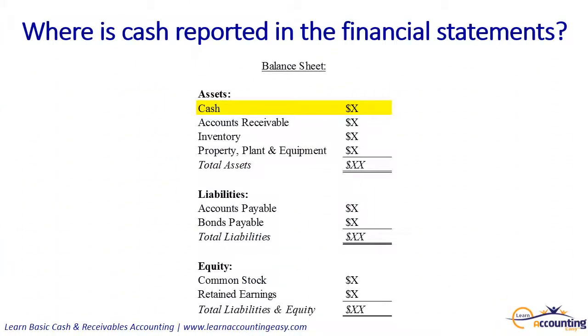We can take a look at where cash is reported in the financial statements, and we're always going to see cash on the balance sheet. And typically, it's going to be the very first asset that is listed. In the previous slide, we talked about that cash equivalents are very liquid, so they can be easily sold, easily converted to cash. And in this asset section of the balance sheet, typically, assets are recorded in the order of liquidity. So cash is going to be the most liquid asset.